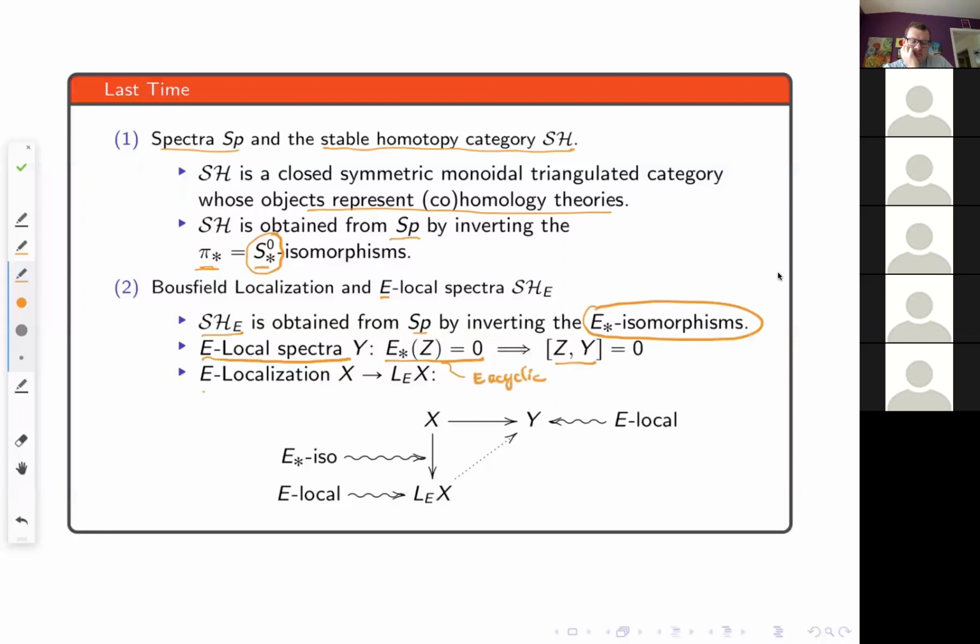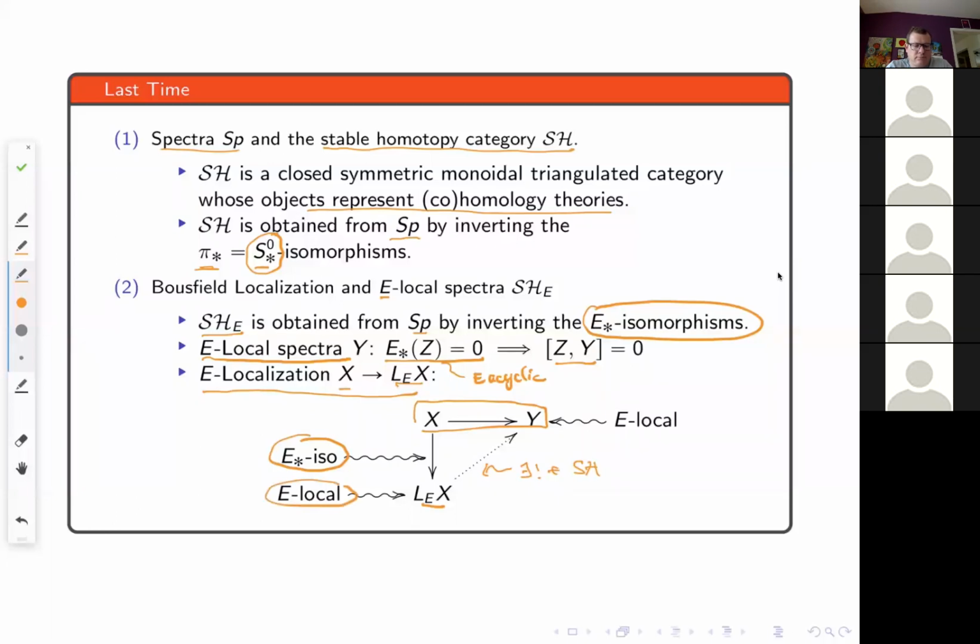And then we discussed E-localization. An E-localization is a map from X to an E-local spectrum. It has the following properties. Suppose you have a map from X to another E-local spectrum Y, then that map factors uniquely up to homotopy, so in the stable homotopy category. And this localization map is an E star isomorphism, and its target is E-local. Then we talked about examples of them, but for now, that's all I will remind you of.